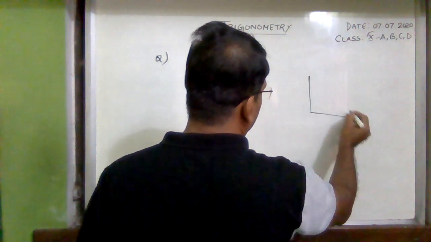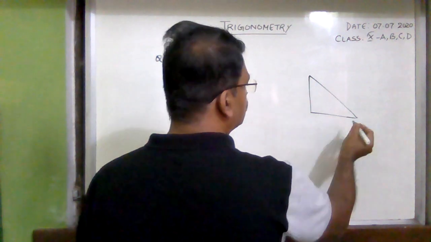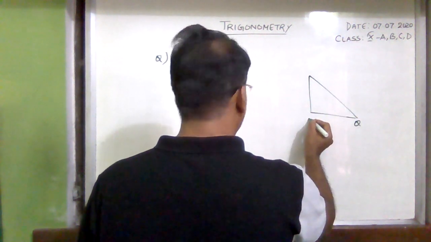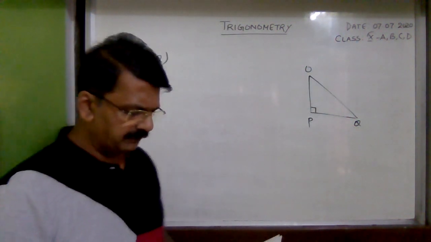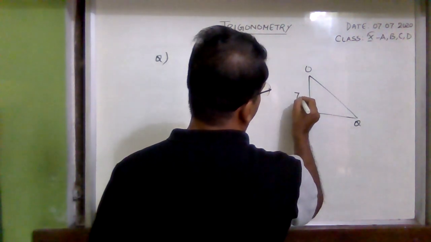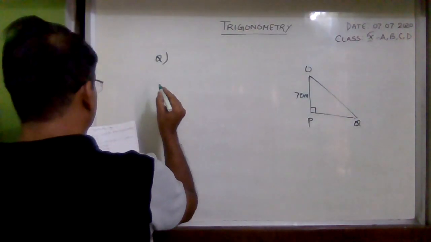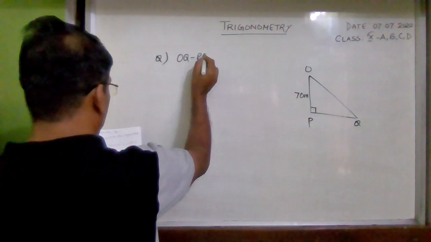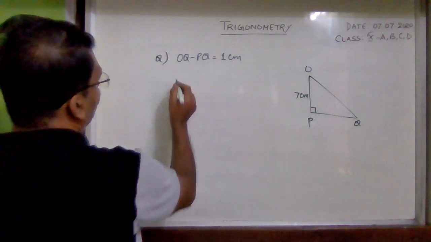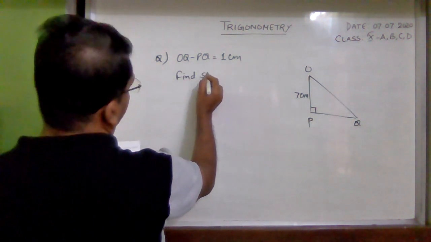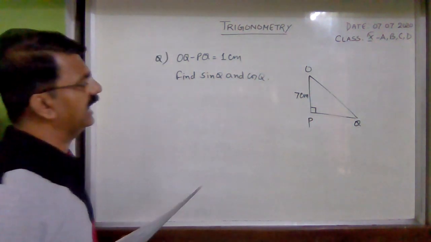There is a triangle OPQ in which angle P is 90 degrees. The length of OP is given 7 centimeter, and it is given that OQ minus PQ is equal to 1 centimeter. So find sin Q and cos Q. You have to find sin Q and cos Q.